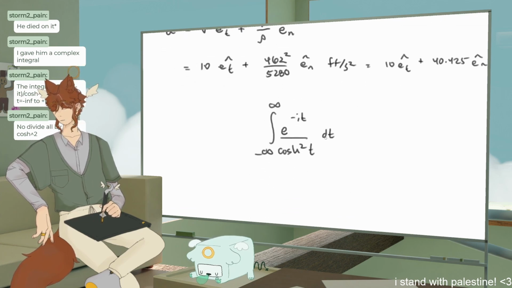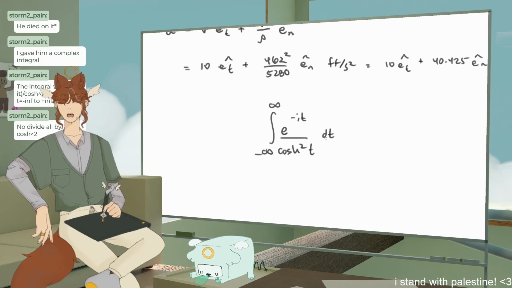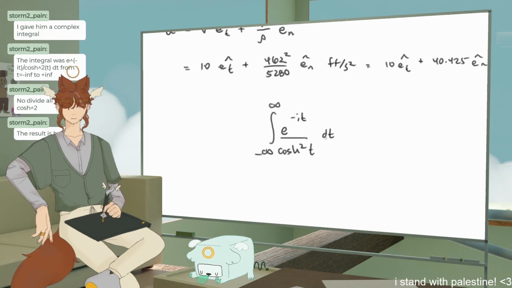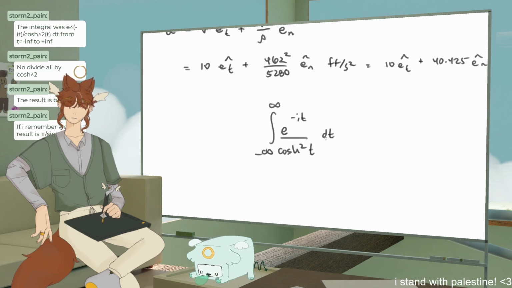Oh my god. My engineer brain looks at this and I go, oh, what? I don't even remember how you could start this. Do you have to, like... The result is beautiful. I don't even remember how to integrate hyperbolic cosine. I don't think I ever learned how. It seems like a tricky little guy, to be honest. If I remember well, the result is pi over sinh of t pi over 2. Ooh, that is beautiful.